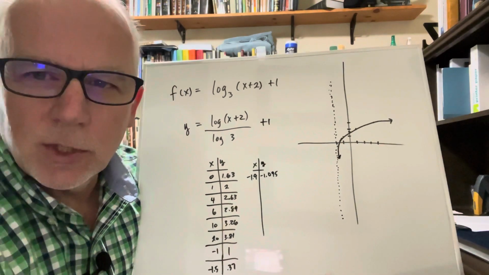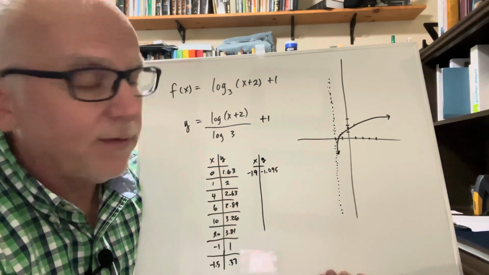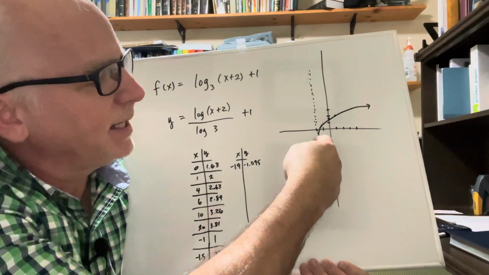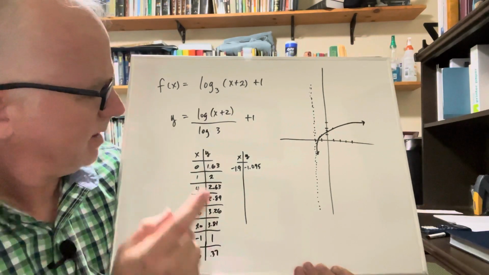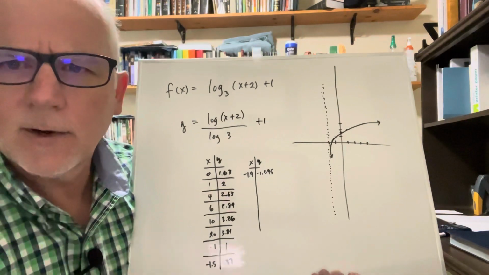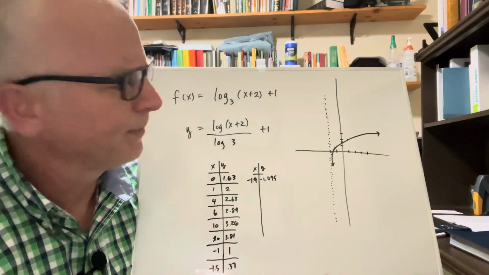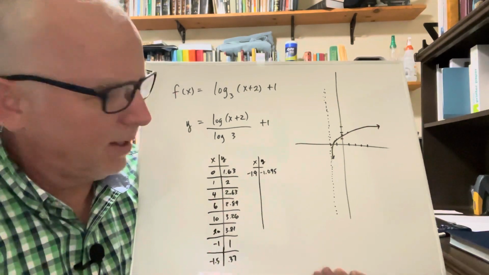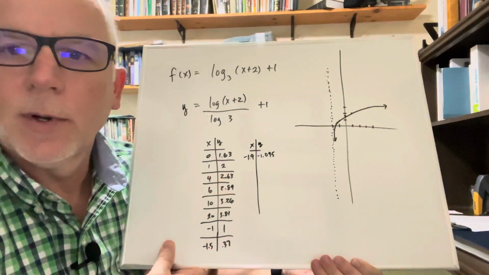As x approaches -2, y or f of x approaches -infinity, because as this gets closer to -2 over here, it's going down forever. The y-intercept evidently is 0, 1.63, if I have calculated that correctly. I think I have. So 0 and about 1.63. Anyway, that's one way to graph this without a graphing calculator, and we're using the change of base formula. That works out pretty well.